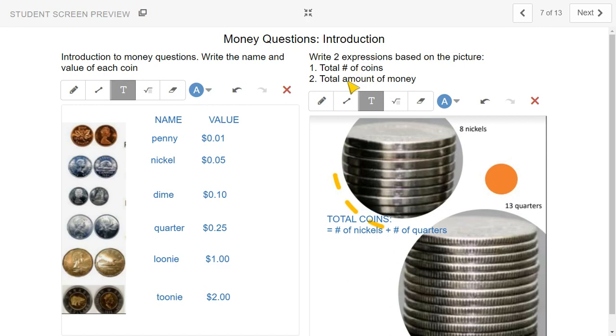If I wanted to talk about the total amount of money or value, I would have to take the number of coins and multiply it by the value of each coin. So if I wanted to know how many 8 nickels are, I would take 8 and then multiply it by 0.05, which gives me a total of 40 cents. Same thing for quarters. I would take the number of quarters and then multiply it by the value of 25 cents.